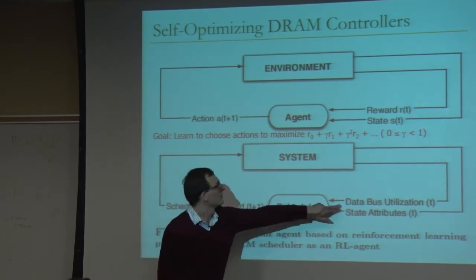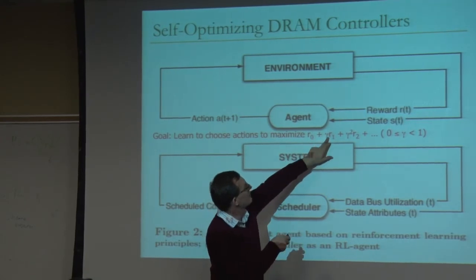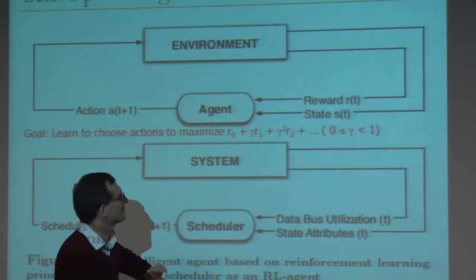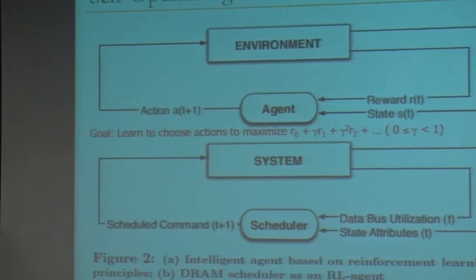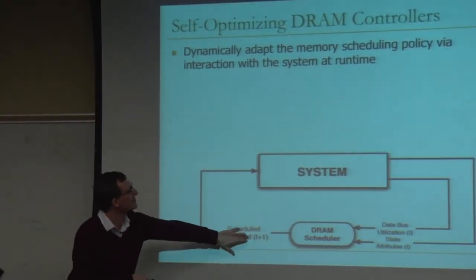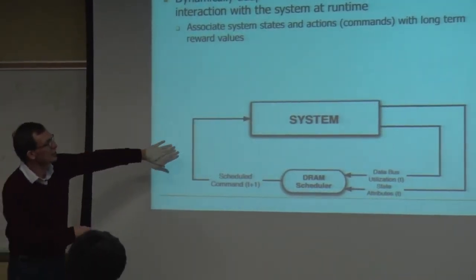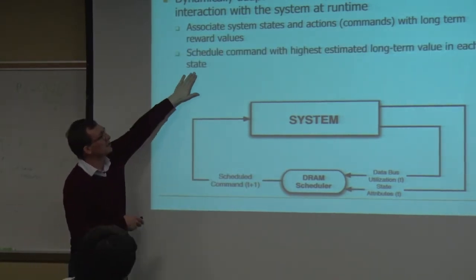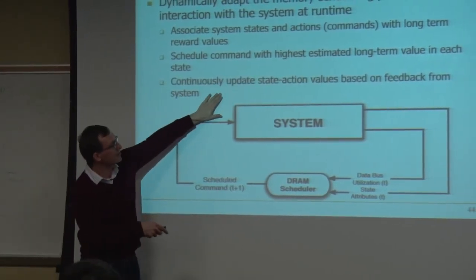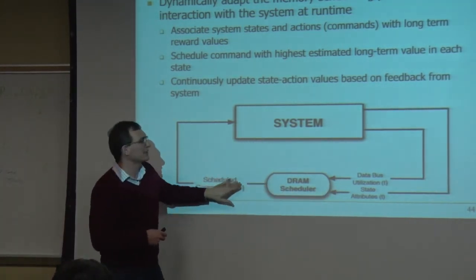Right? So it's important to maximize a longer-term reward, which means reward at time 0 plus some factor times reward at time 1 plus some factor times reward at time 2, and so on. So you need to keep track of this. So there's some overhead associated with this. That's the idea, basically. Dynamically adapt the memory scheduling policy via interaction with the system at runtime. The DRAM scheduler associates system states and actions with long-term reward values. It schedules a command with the highest estimated long-term value in each state. And it continuously updates state action values based on feedback from the system. Right? At this state action pair, what is the long-term reward?